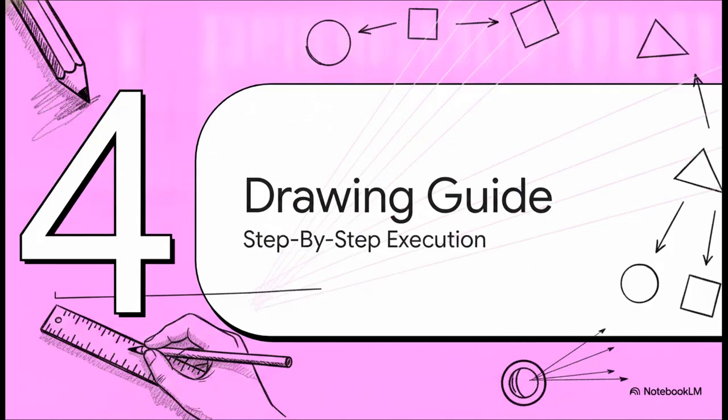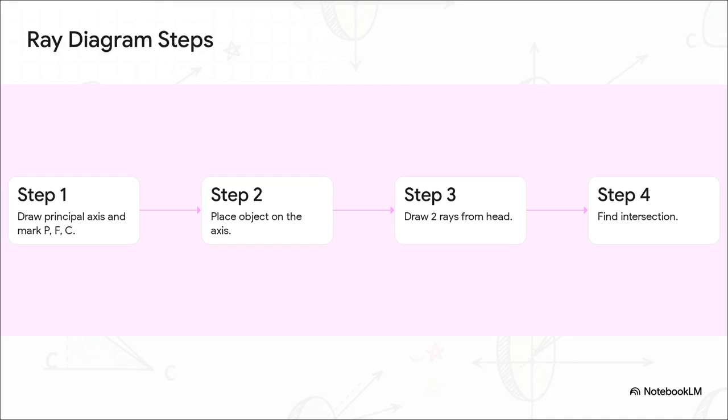Which brings us to Section 4, our step-by-step drawing guide. All right, it's time to put pencil to paper. Let's walk through the actual execution of drawing one of these ray diagrams. Let's pretend we're at a whiteboard mapping this out together. Step 1, just draw a straight horizontal line. That's your principal axis, and mark your pole, focus, and center of curvature. Step 2, plop your object down.